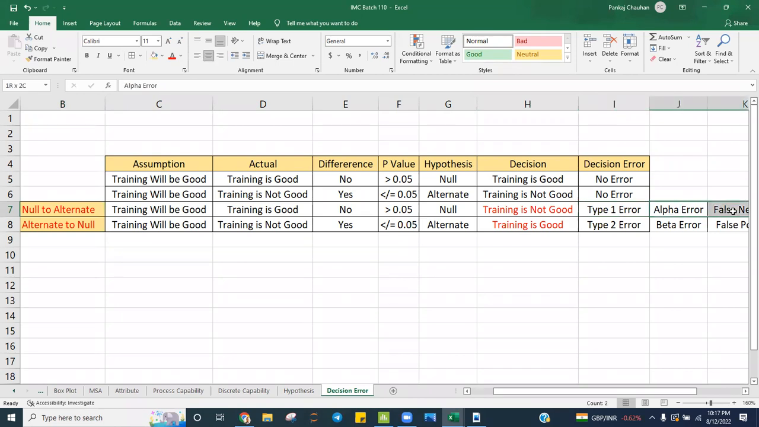These are the other synonyms of that: alpha error, false positive, or the producer risk. When there is no difference, then it's a null hypothesis. Now the second case, when there is a difference, that means it's an alternate hypothesis, but you are telling there is no difference, even though statistics is telling there is a difference. Then it's a type 2 error or the beta error.